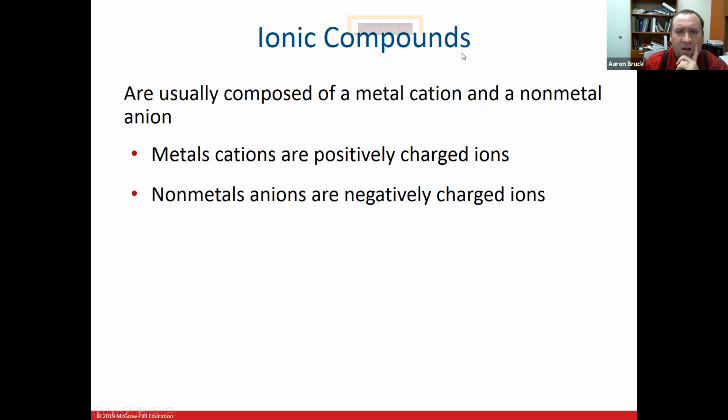Let's talk about ionic compounds first. Ordinarily speaking, ionic compounds are going to be composed of a metal and a non-metal. That's one of the key, easy ways to tell that you have an ionic compound present: it's got a metal and it's got a non-metal.